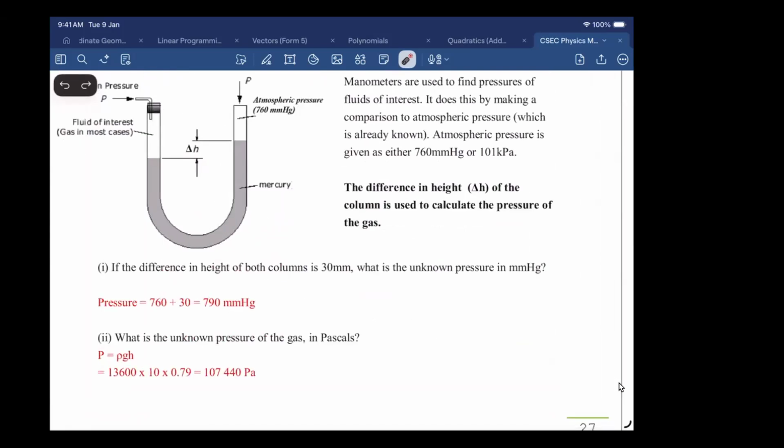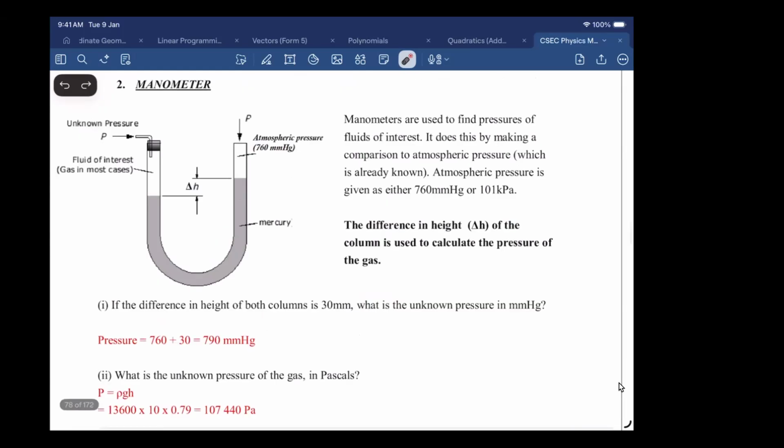If the difference in height of both columns is 30 millimeters, what is the unknown pressure in mmHg? I don't know what mmHg is, we don't ever use that in physics. The SI unit for pressure is pascals, right? Okay, sir. So pressure is 760 plus 30, and I presume this is measuring pressure in terms of the height difference of the mercury, because Hg is mercury. Presume so. So 760 plus 30, the pressure of this will be 790 millimeter Hg.